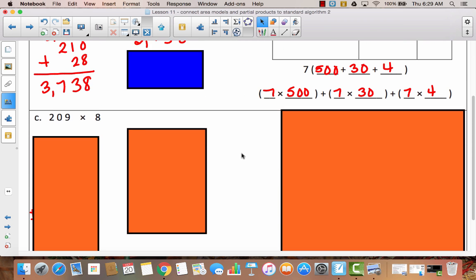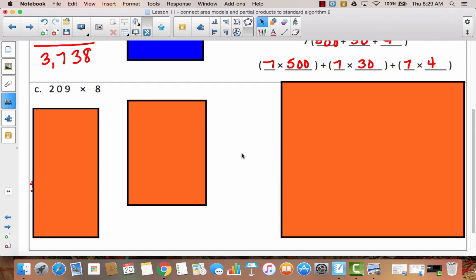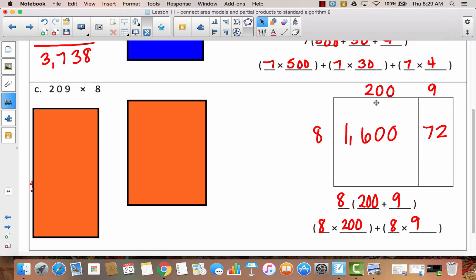Okay, so we had 209 times 8, and hopefully you tried to do as much of this as you can by yourself. So before we paused the video, we talked about why there are 3 digits, but over here in our area model, there are only 2 boxes. Did you figure out why? Well, it's because there are no tens. There are only hundreds and ones. So instead of having 3 areas, we only have 2.